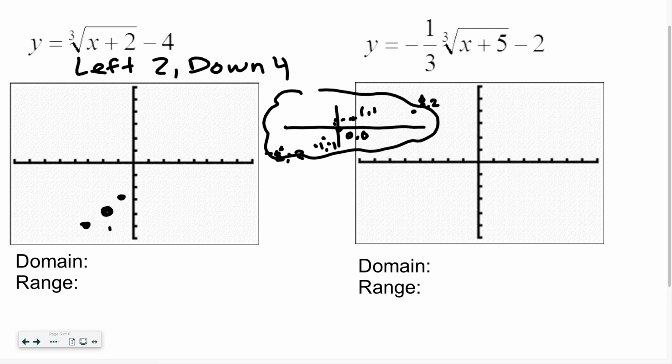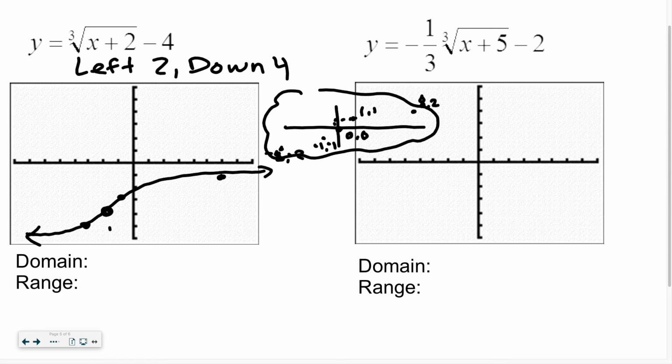If you want to move the 8, 2 point, you can. You're going left 2, so you're going to be at 6. You're going down 4, so you're going to be at negative 2. So if you want to plot a point at 6, negative 2, you can. But I'm also okay if you just sketch what you think that shape is looking like.